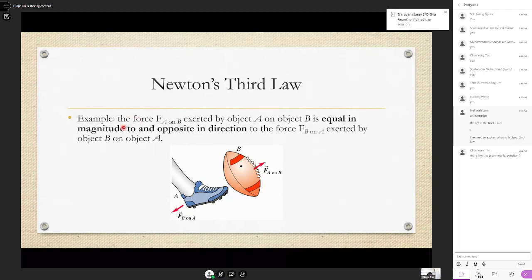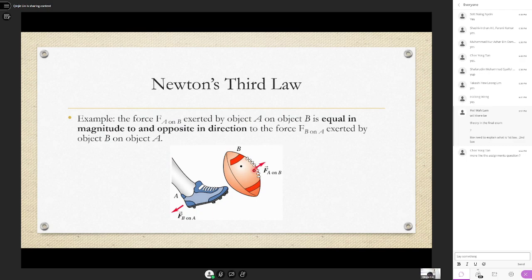Another example, the force F_A on B, when we write like that, means force exerted by A on B. The force exerted by object A on B is equal in magnitude and opposite in direction to the force on A exerted by object B. So simply put it, let's say this illustration here. A is the foot, B is the ball. If A wants to kick the ball, you will apply a force here, F_A on B. That means A applies on B. That's why the force is pointing in this direction.